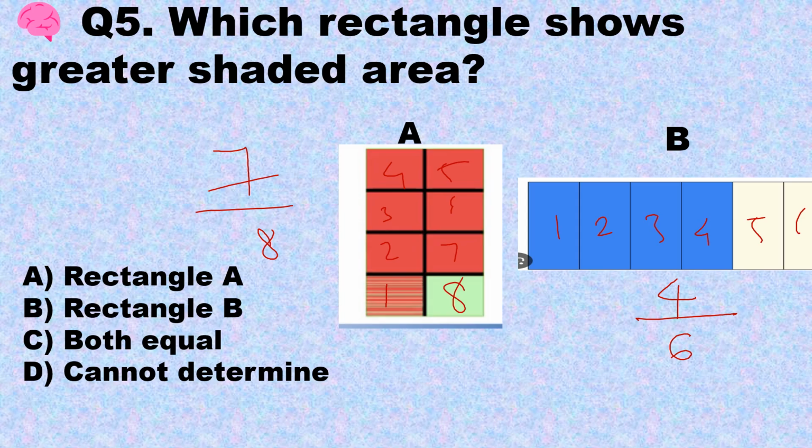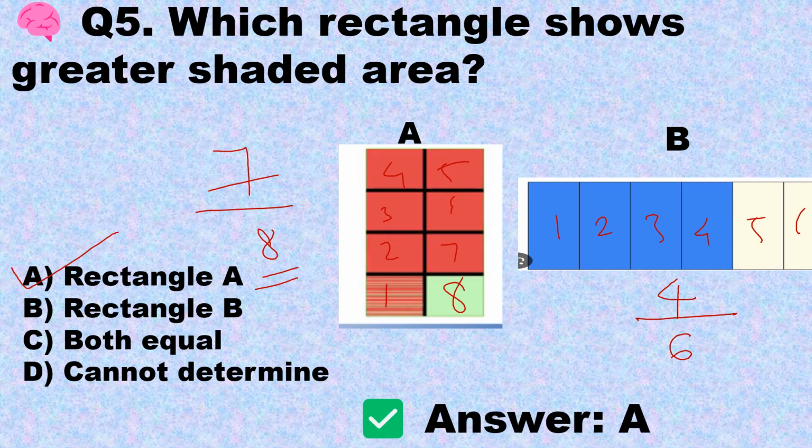So which is greater? Always remember, greater the denominator, greater the angle, greater the number. Okay. So option A, rectangle A is having a greater shaded area. Let's see the next.